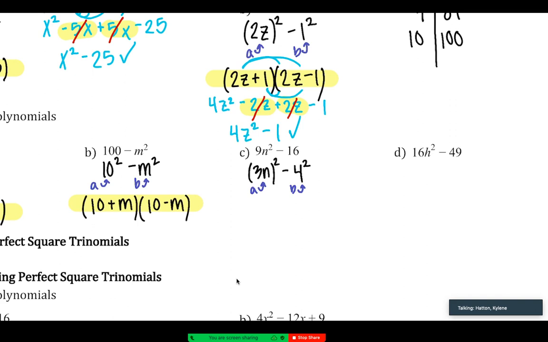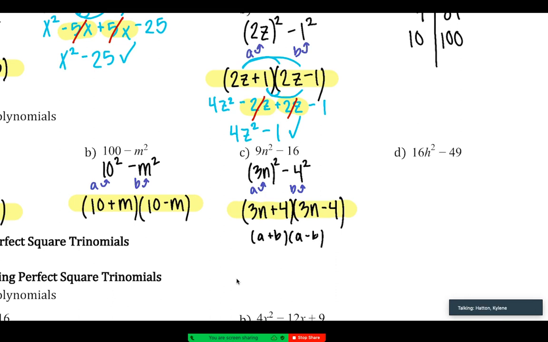Did anybody get the final answer for C? Julio, did you get it? Yeah. Is it parentheses 3n plus 4 and parentheses 3n minus 4? Yep, that's good. Good job. 3n plus 4 times 3n minus 4 for C. Because we're basically plugging into a plus b times a minus b, and a was 3n and b was 4. Good job.